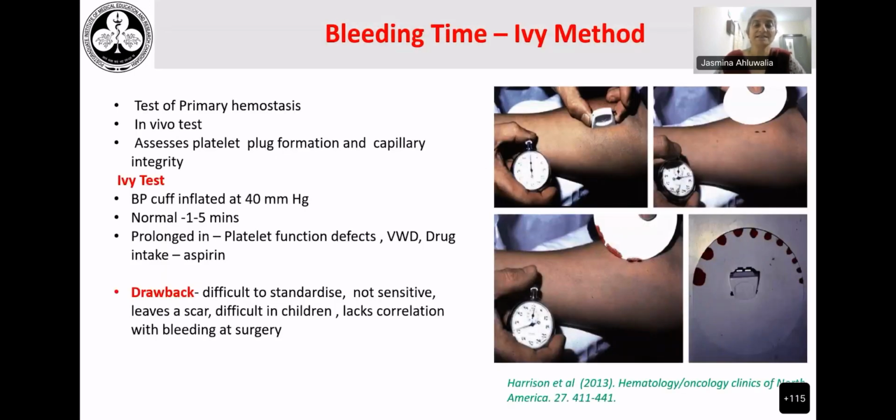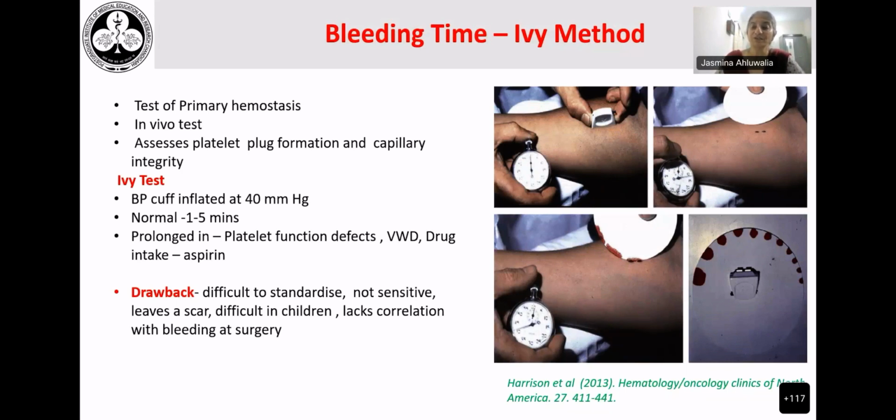So starting with the first test, this is the bleeding time. It's usually done by the Ivy method. This is a test of primary hemostasis, so it assesses the platelet plug formation and capillary integrity. So the BP cuff is inflated over the forearm to occlude the venous supply. After that, using a template which has a lancet of a fixed depth, it will go to a fixed depth and make an incision of a fixed width.